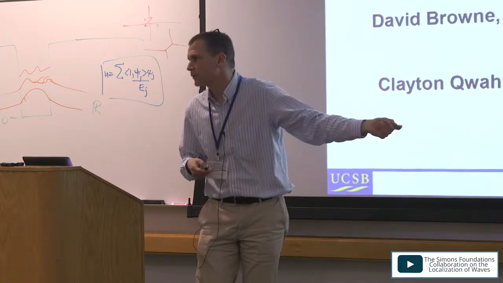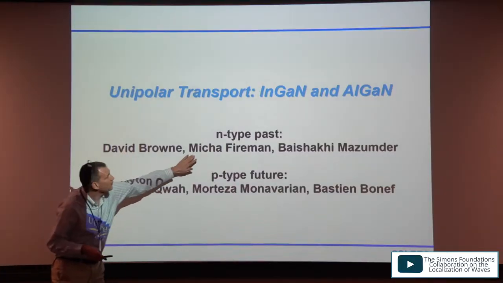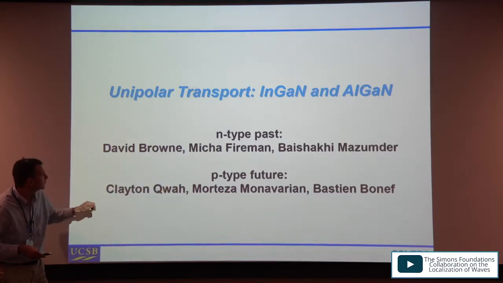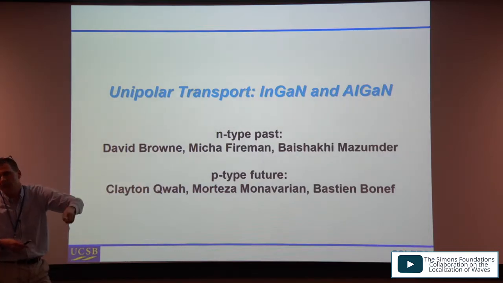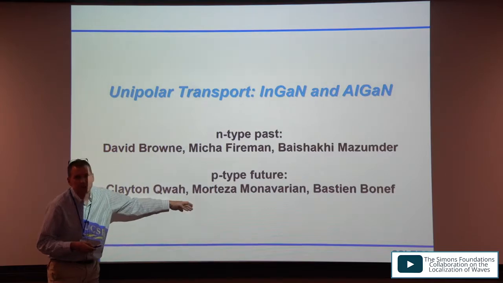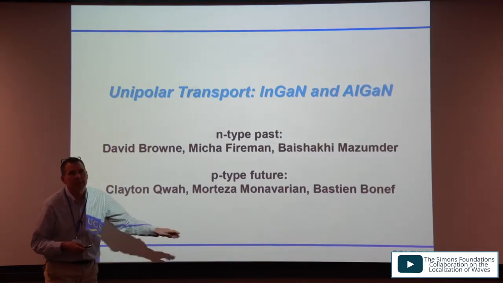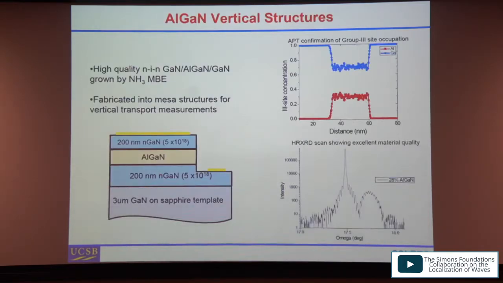And so this is where we've done a lot of work in unipolar transport. David Brown in his thesis did a lot of work in unipolar transport, as did Mika Fireman. The future work from Clayton Kwa, who's here today, Mortiza, okay, and Bastian, is to make p-type structures so that in unipolar vertical transport we can actually understand hole transport. I didn't make a slide on this, but what is enabling for this is the bottom N to P tunnel junction. That's essential for these experiments. So we need a bottom N to P tunnel junction for current spreading. And if we're unable to make that, then they have a different project, basically, because it's essential for our work. But I want to give you the impact of this, okay?